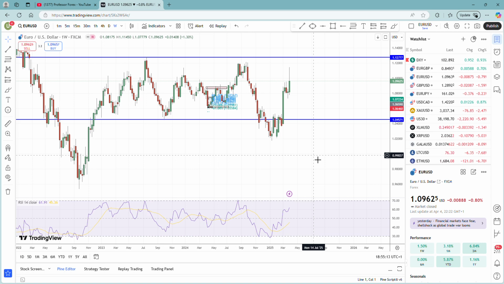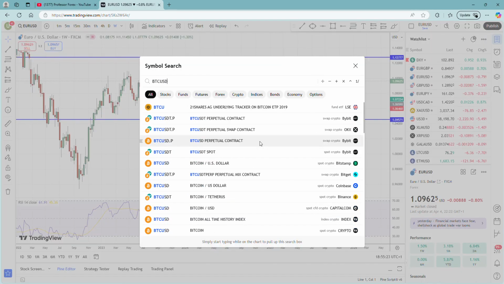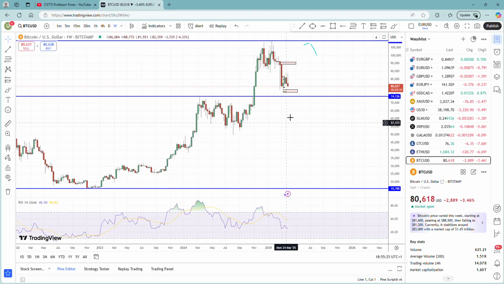I'm Professor Forex. Today we're going to be doing a breakdown on Bitcoin. If you go to tradingview.com, top left corner, if you want to search for Bitcoin, so that's BTCUSD, you can load the chart up. So I always start from a weekly time frame. You see I've marked the previous weeks.